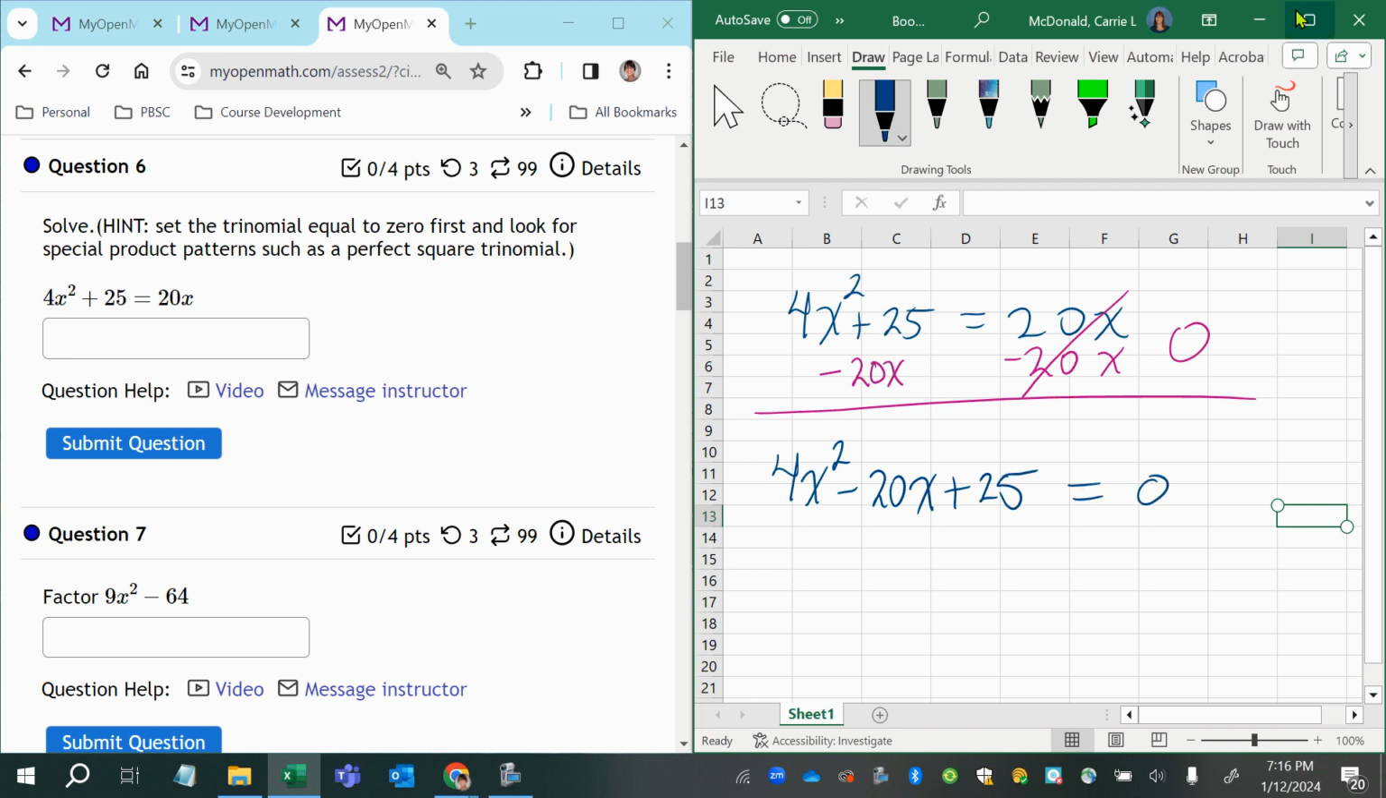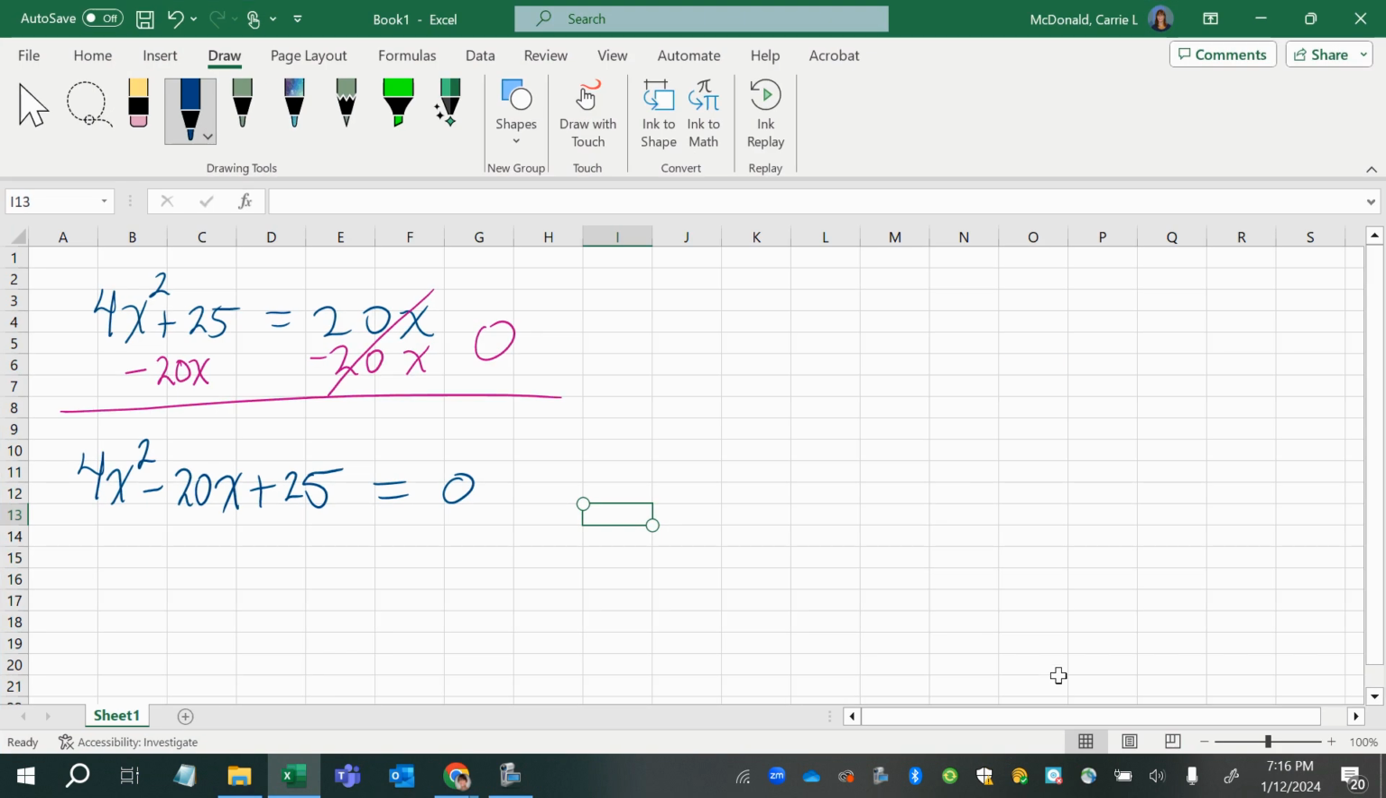Okay. Now I'm going to look for a special product pattern, such as a perfect square trinomial, as the hint suggested. Well, what is a perfect square trinomial? I'll give you an example of one. I'm going to do this the other way around.